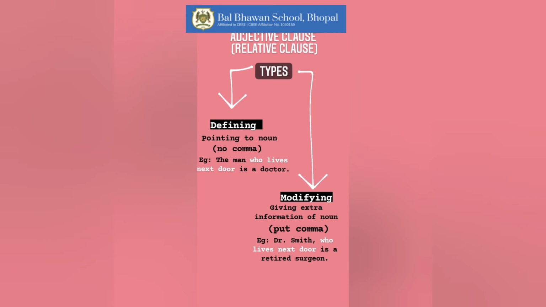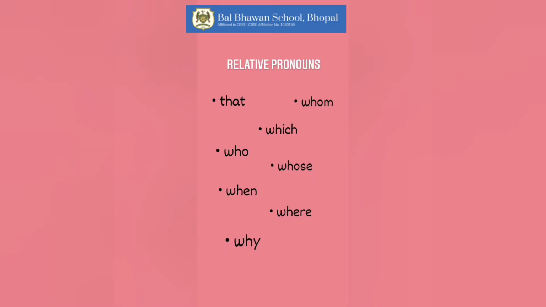So children, this was the lesson on adjective clauses. Remember that an adjective clause starts with that, which, who, whom, whose, when, where, and why.